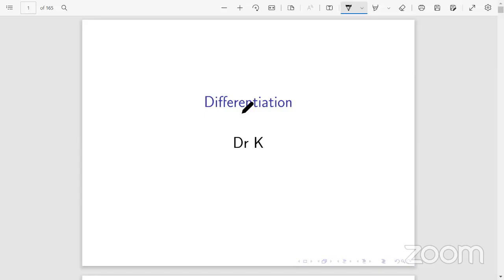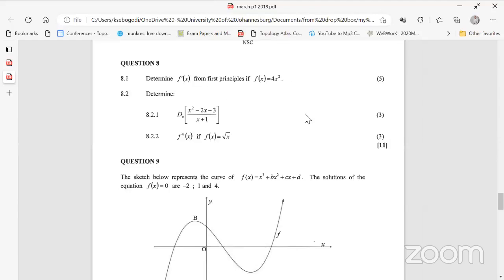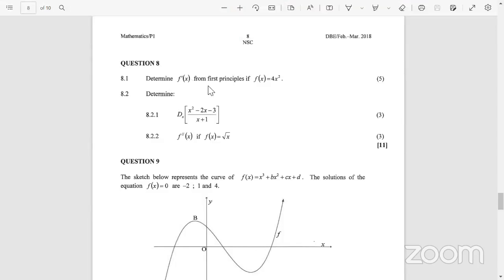So today's lesson will be focusing on differentiation. I believe it's something that you guys have seen before, I think even from your grade 12 question paper. Remember that the last time we spoke about first principles and how we did limits, showing you how limits work in first principles, and we got to build on that to define differentiation.